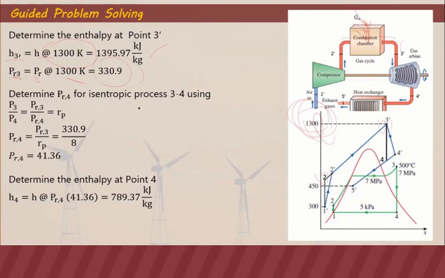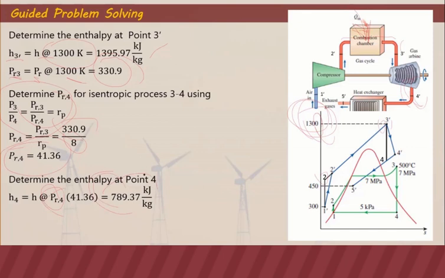Since the same pressure ratio applies between 3 and 4, we can still use this pressure ratio, but this time it's P3 over P4, equal to RP. The same goes for the Prandtl numbers PR3 and PR4. Substituting PR3, which is 330.9, and the pressure ratio of 8, PR4 is 41.36. We can use this PR4 to get the enthalpy of the gas that leaves the gas turbine. H4 is the enthalpy at PR4, and that is 789.37 kilojoules per kilogram.